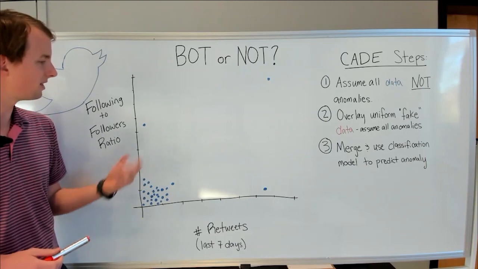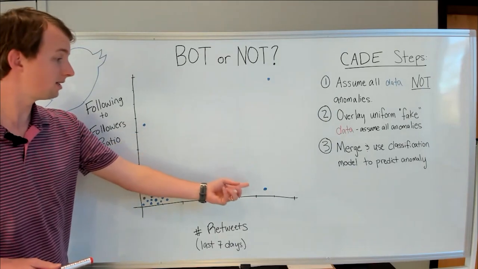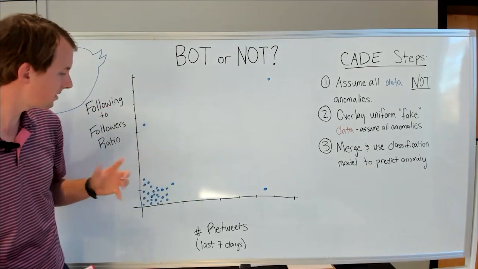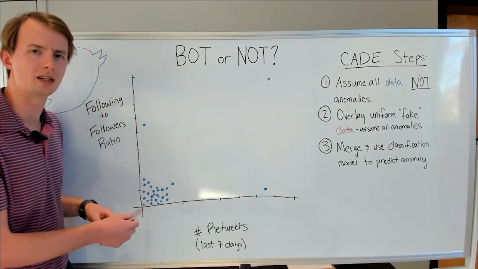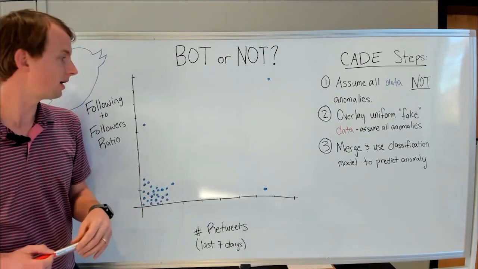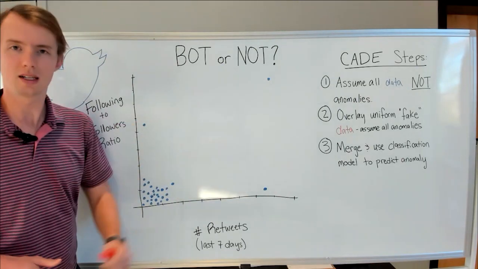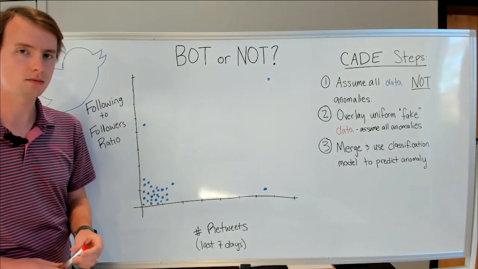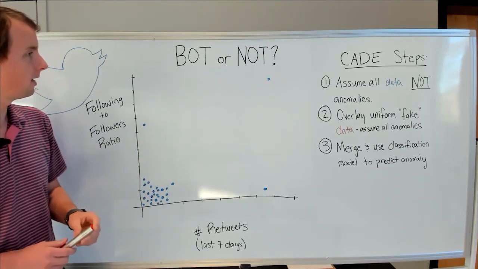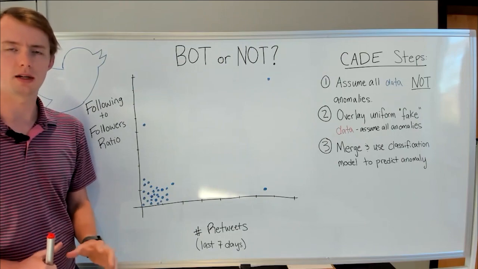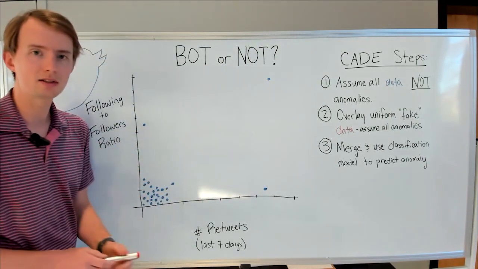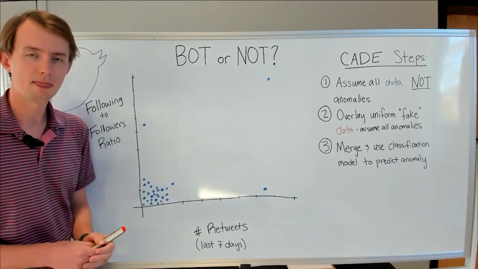So looking at this data, you can already probably tell that these three observations are likely anomalies because they're kind of away from the majority of the data here. We're going to apply CADE to try and verify that these are more likely to be classified as anomalies. So first, the first step of CADE is to assume that all of your data, all of these blue points right here, even these seemingly outliers, are not anomalies.